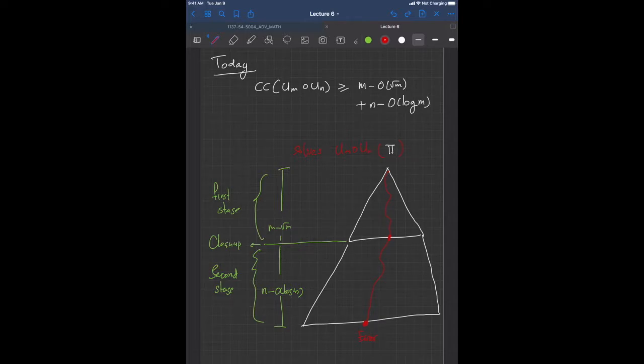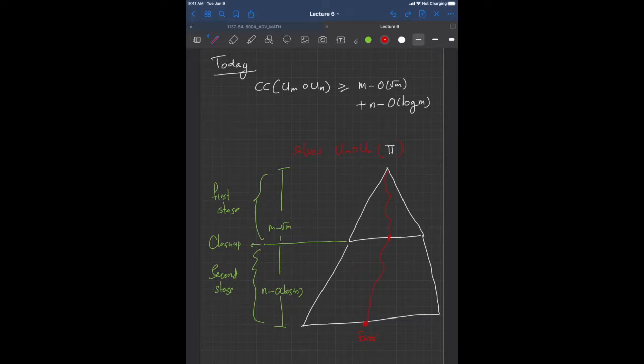So today we are going to continue our discussion on this lower bound for universal relation on m bits composed with universal relation on n bits, and we are going to try and prove this sort of weak lower bound, which is m minus order square root m plus n minus order log m. This was the first lower bound proved by ERS in the 90s. So we were building up to this in the last lecture. So how do we start?